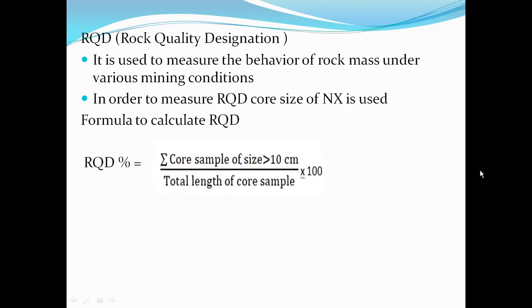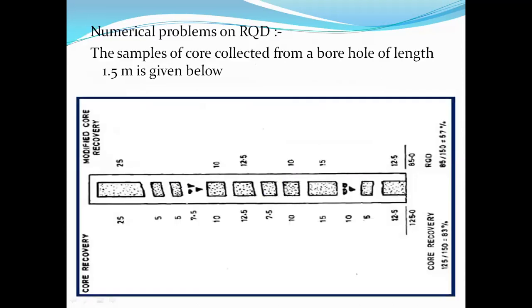The formula to determine the RQD percentage is the sum of core samples of size greater than or equal to 10 centimeter. In some of the books it is written differently, and this is where people get confused. What about exactly 10 centimeter? Do I need to reject it or include it? Yes, we need to include it. So RQD equals the sum of core samples of size greater than or equal to 10 centimeter, divided by the total length of the core sample, multiplied by 100. This is the formula I will be using to calculate the RQD value.